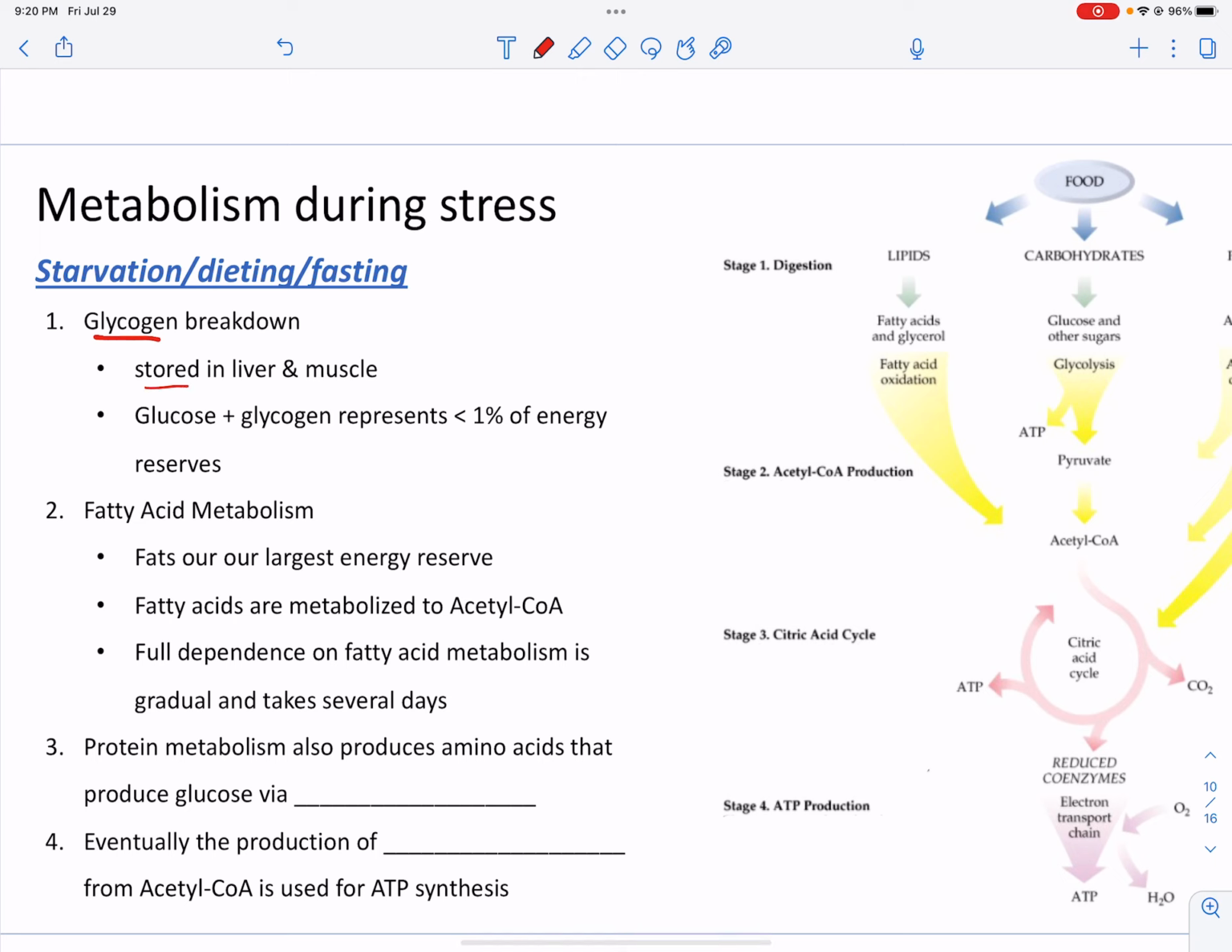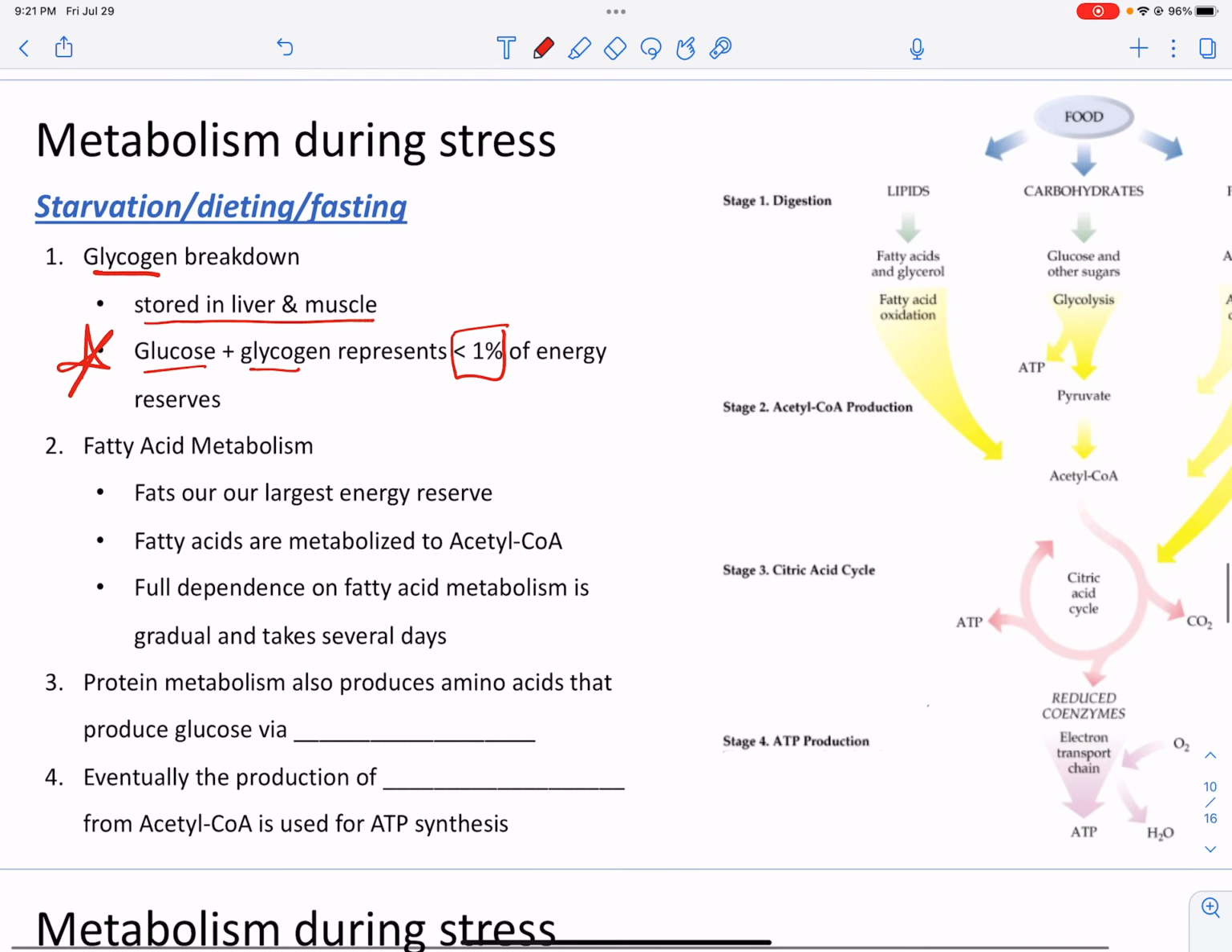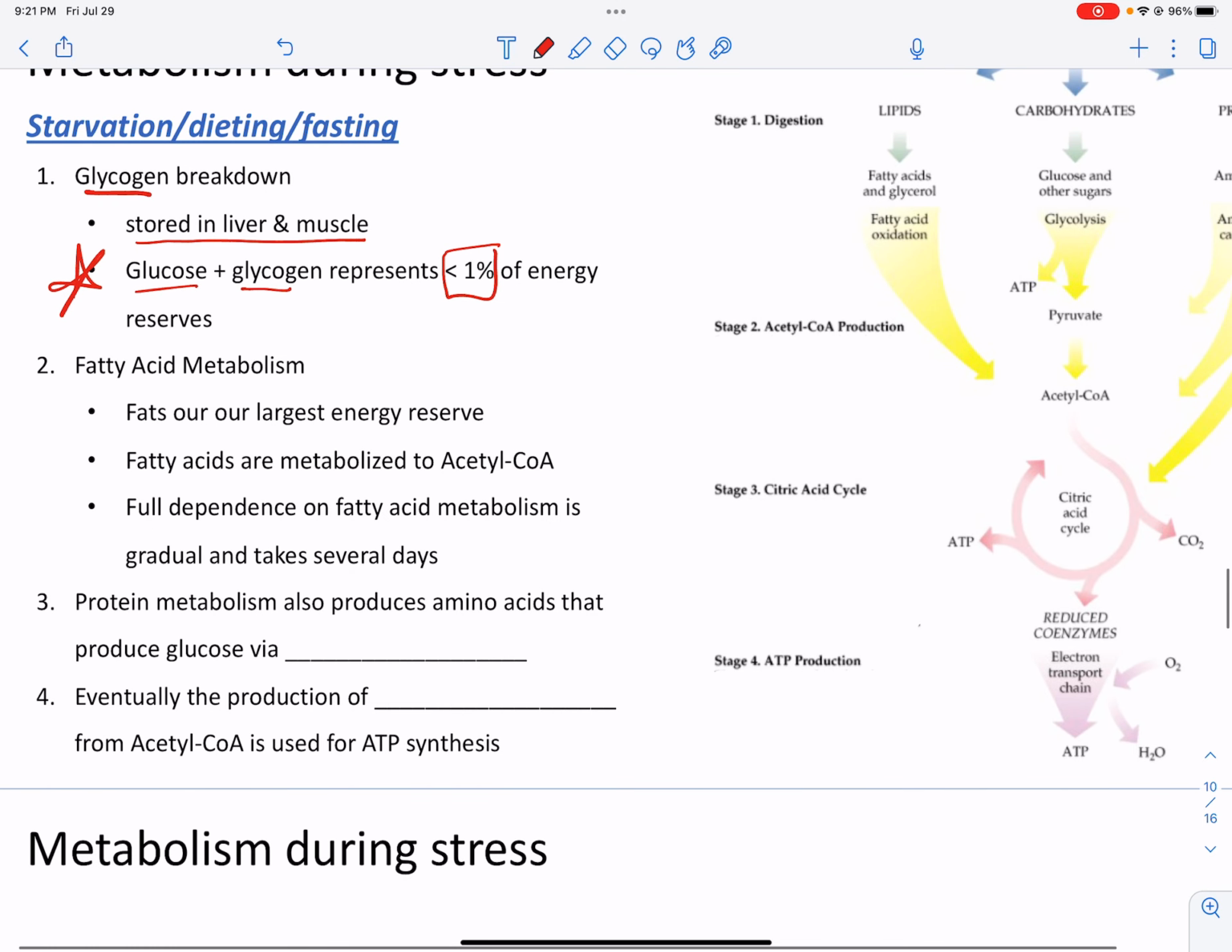So remember, glycogen is stored in the liver and in your muscle cells. The caveat here is that glucose plus glycogen, the readily available amount of glucose in the body, and any glycogen we have, which is the stored form of glucose, this represents less than 1% of our energy reserves. So we're really in trouble if we are in this state for a long time. All right, so when we use up those reserves, what else are we going to do? We are going to start to break down fatty acids. Okay, so fatty acid metabolism will kick in.